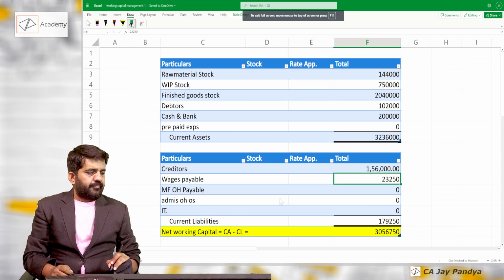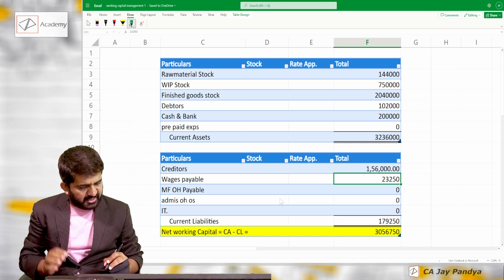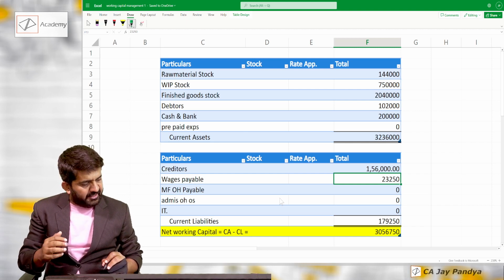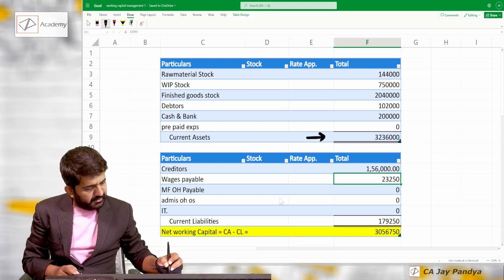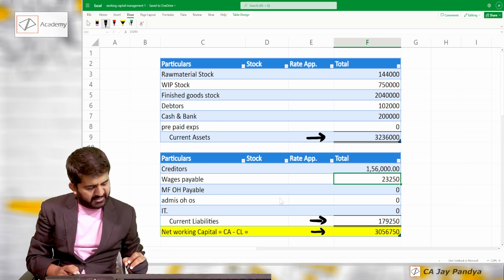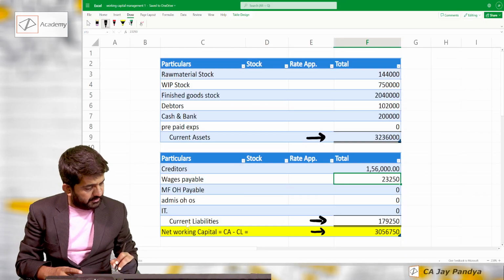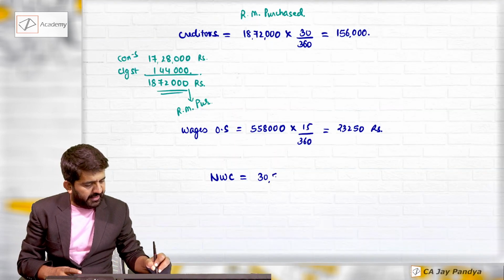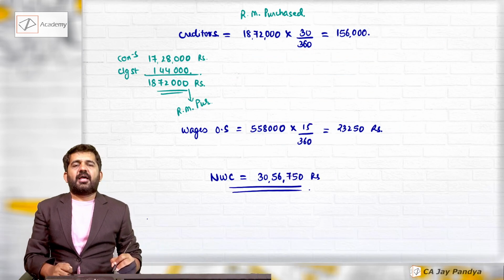I have got the answer of current assets by adding raw material, WIP, finished goods, debtors and cash balance, and by deducting creditors and wages payable. Those are current assets. These are current liabilities. Current assets minus current liability is 30,56,750. 30 lakhs net working capital is equal to 30,56,750 rupees. Current assets minus current liability, I have got the answer.